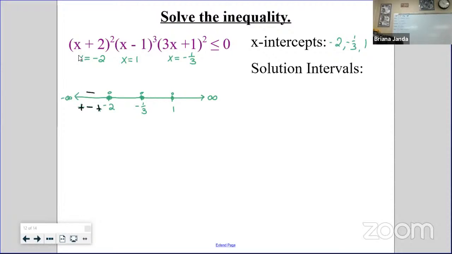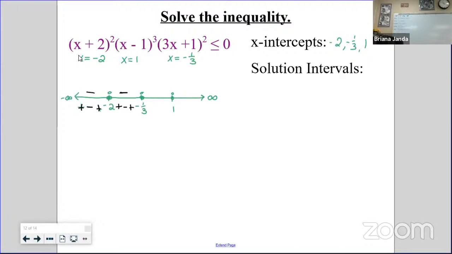Okay, good so far? Take something between -2 and -1/3, like -1. -1 plus 2 is a positive number, squared stays positive. -1 minus 1 is a negative number. Cubed stays a negative number. So that'd be -3 plus 1 is a negative number, right? But then squared is positive. Okay, so then a positive times a negative times a positive is negative.